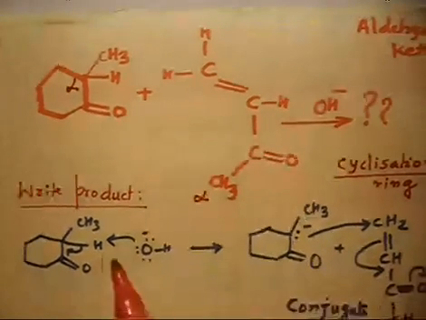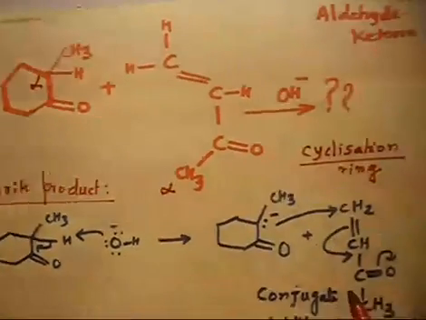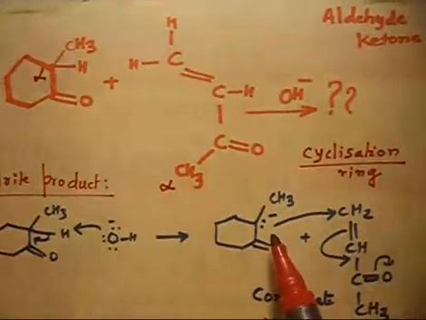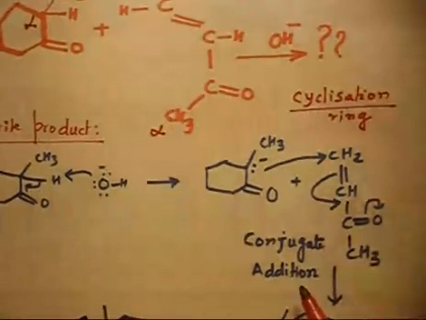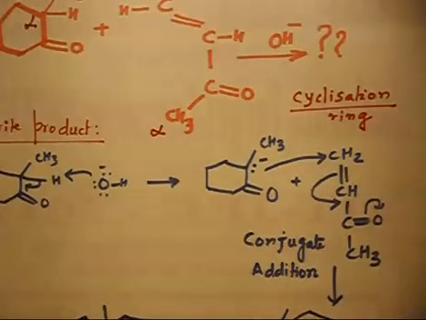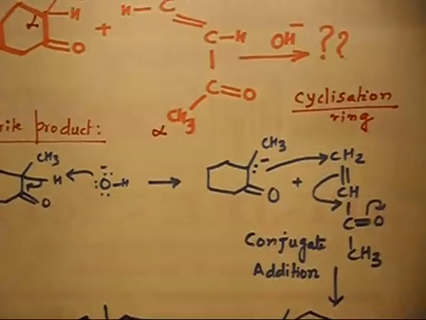So if I pull this H plus, I will have a carbon ion, something like this. Now this carbon ion attacks, I will have something like this. So this is a conjugate attack. Are you getting or not? So let us write, and then we will go.